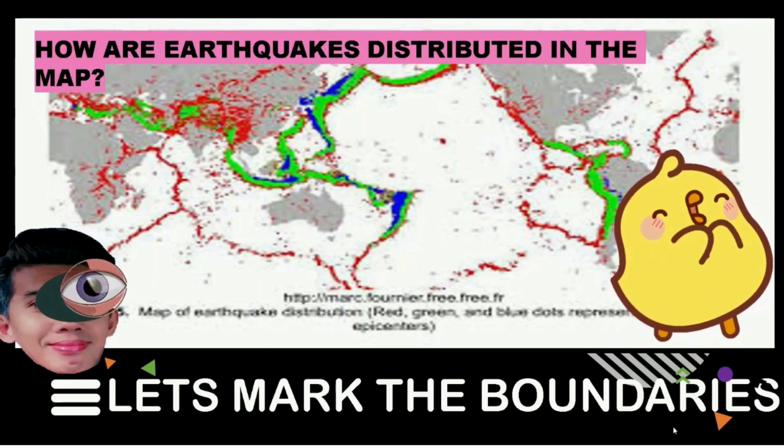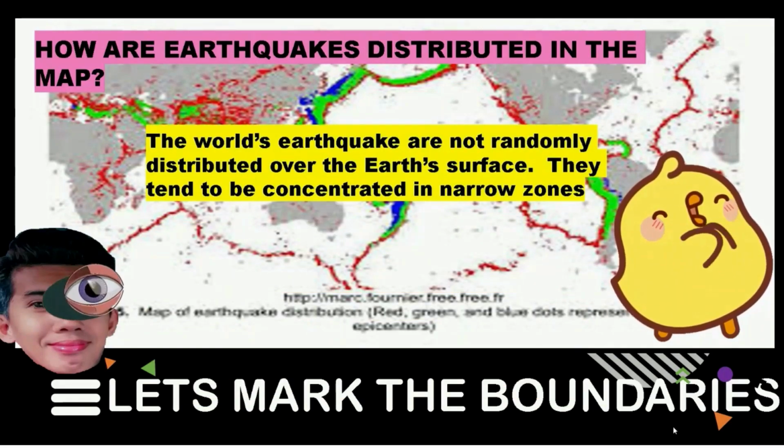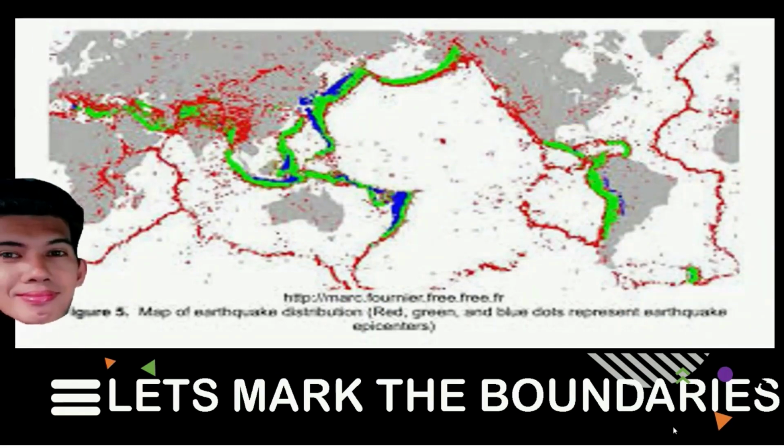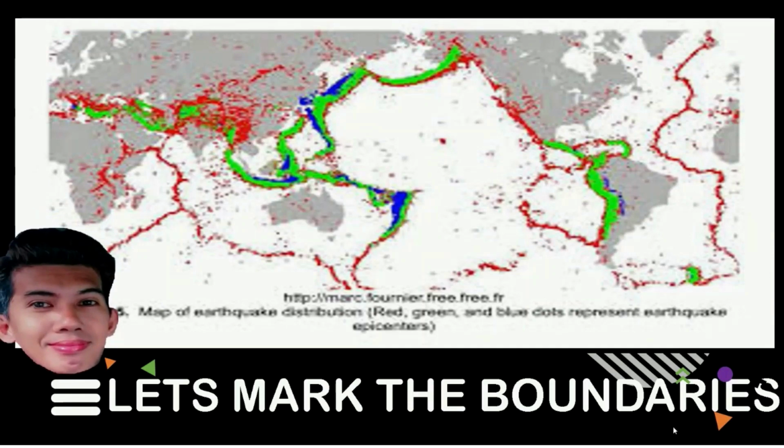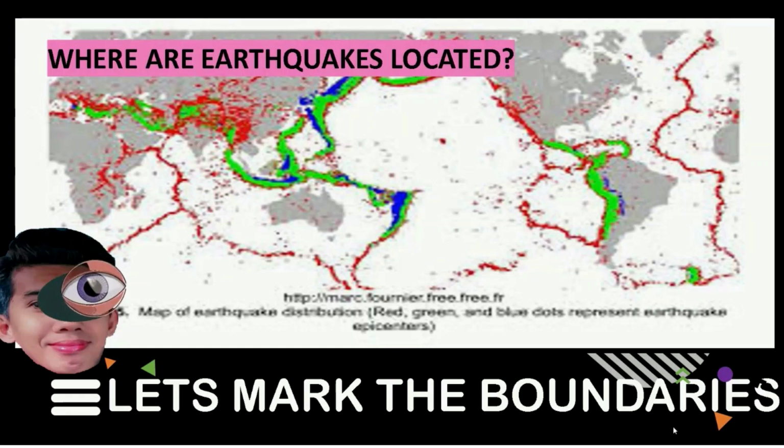Very good! The world's earthquakes are not randomly distributed over the Earth's surface. They tend to be concentrated in narrow zones. In this map, where are the earthquakes located?